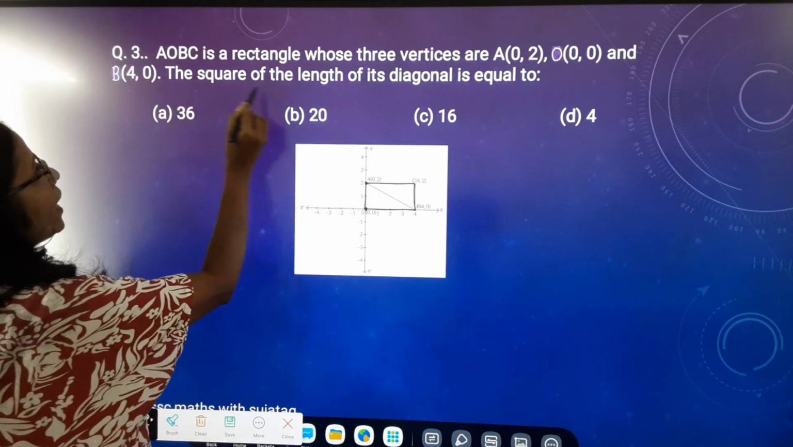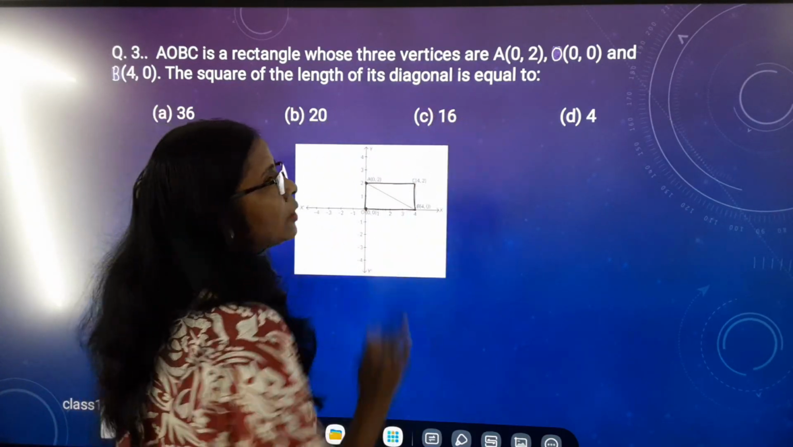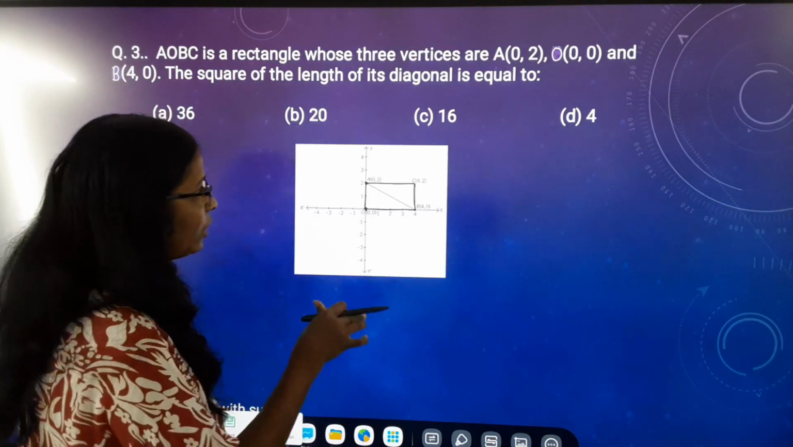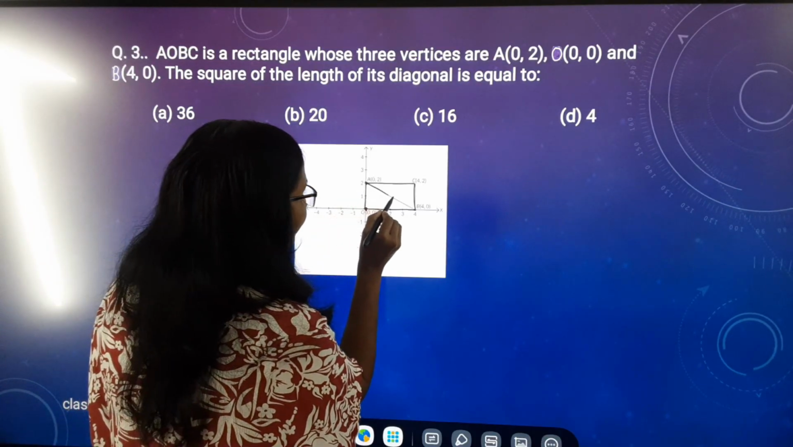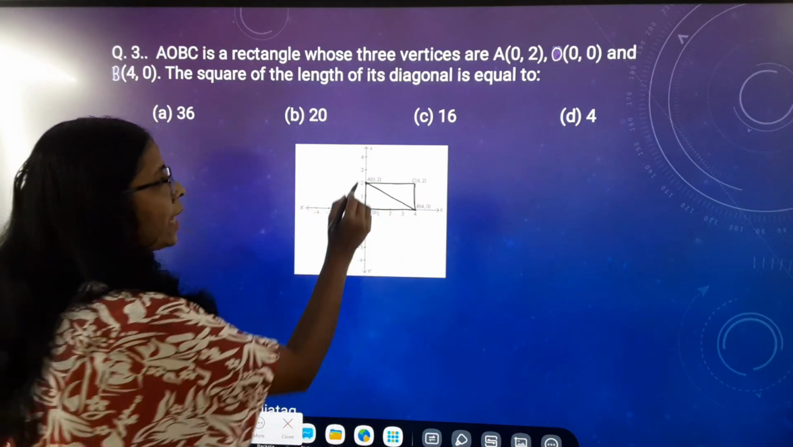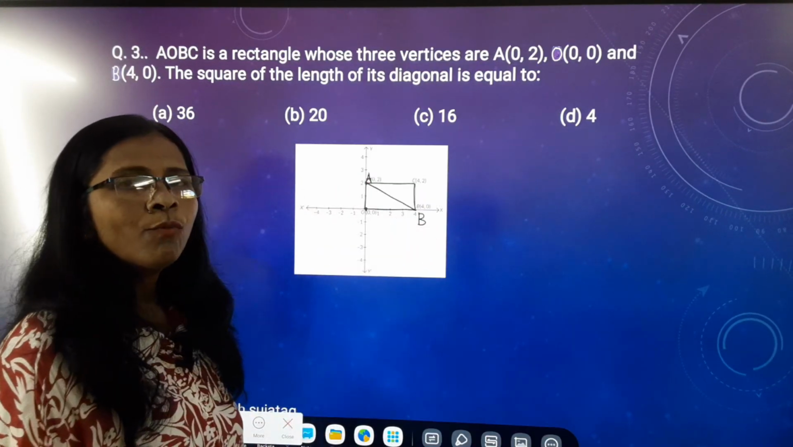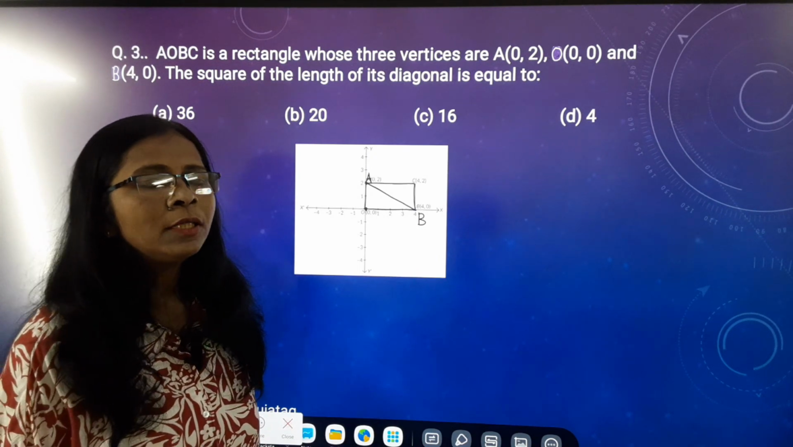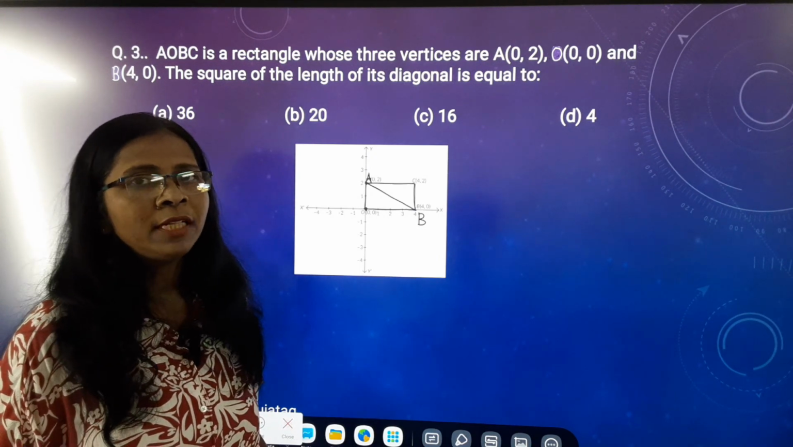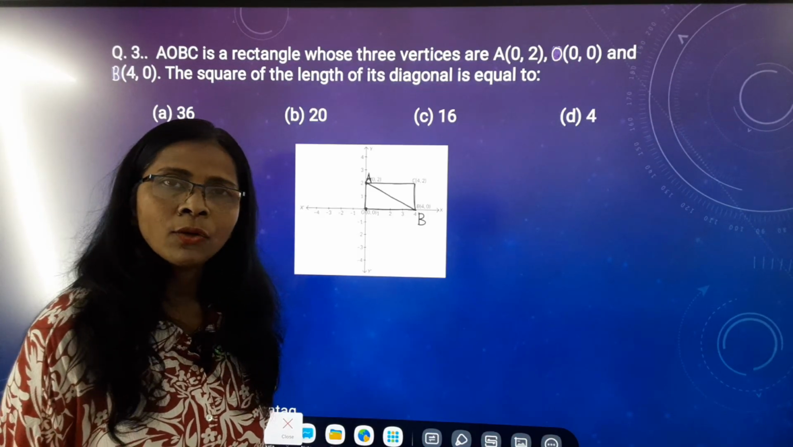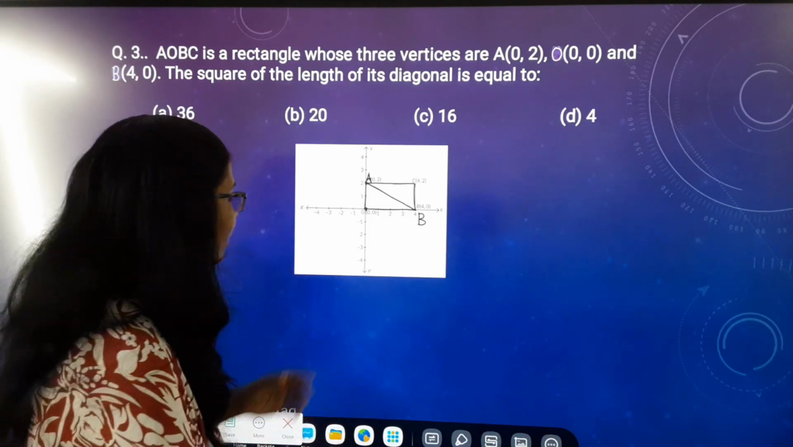Then the square of the length of its diagonal is equal to. We have to find the square of the length of the diagonal. So we draw the diagonal, and the diagonal becomes AB here. Now we have the coordinates of A and B, and then we can find the length of the diagonal, and automatically we can get the square of the length of the diagonal. So how can we find it out?